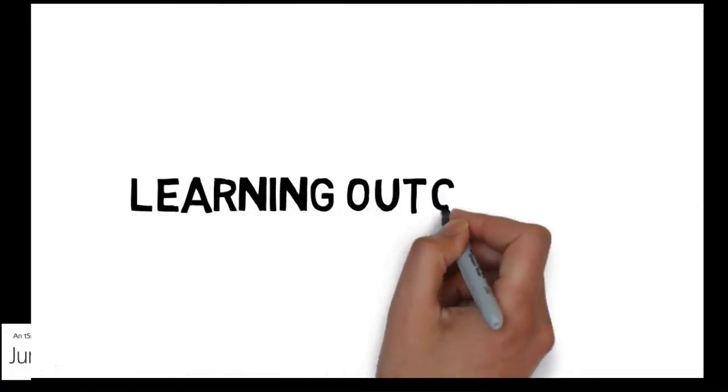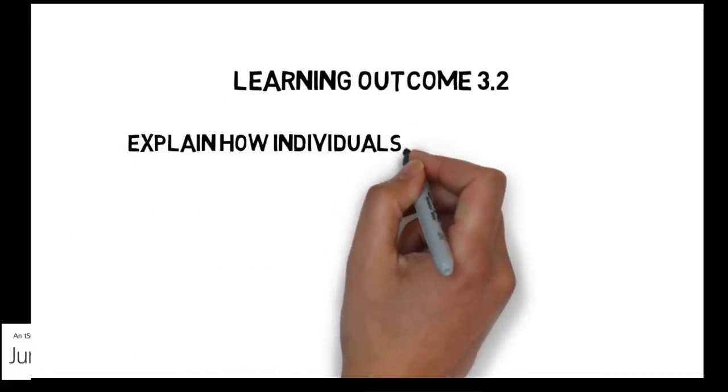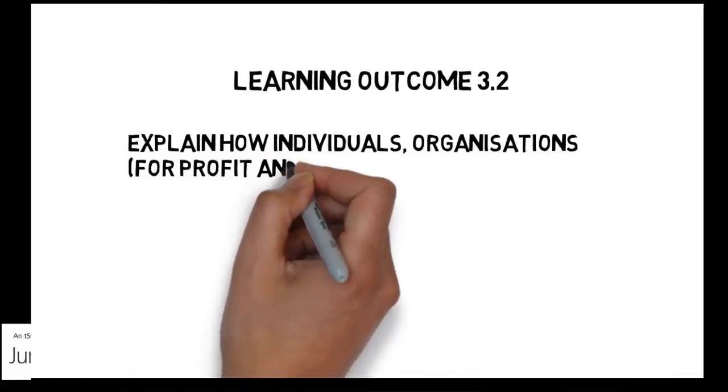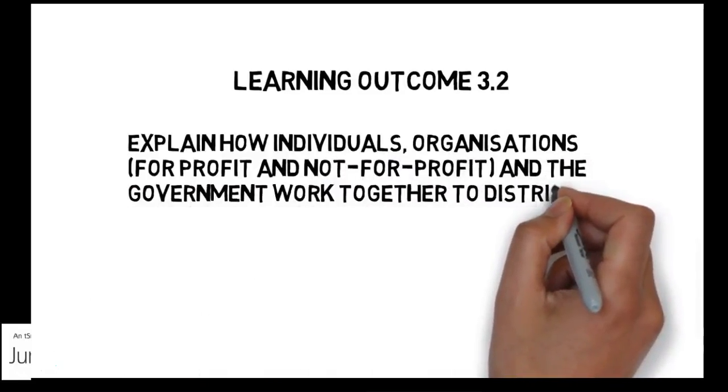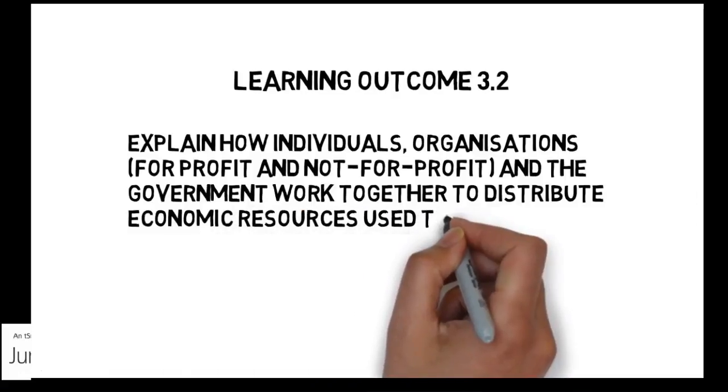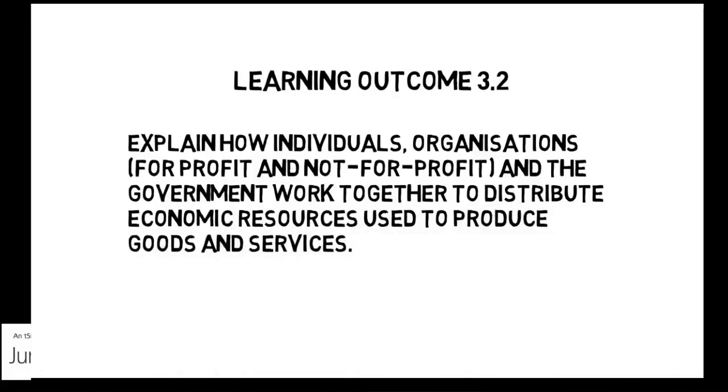Learning outcome 3.2. Students should be able to explain how individuals, organisations, for-profit and not-for-profit, and the government work together to distribute economic resources used to produce goods and services.